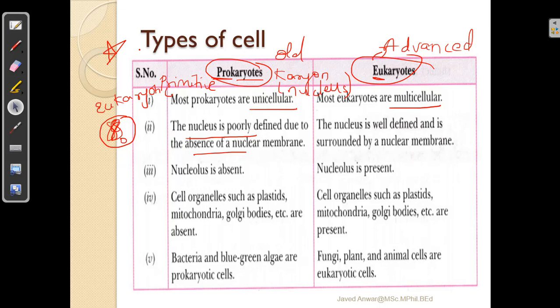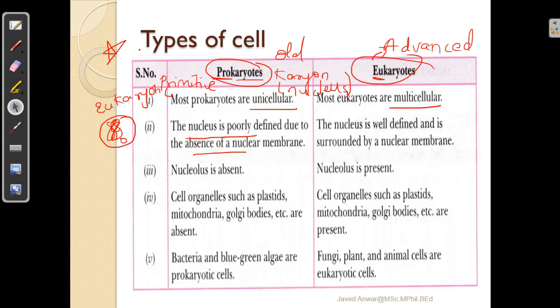What is the difference between prokaryotic and eukaryotic? Just keep in mind that a prokaryotic cell is a simple cell, not having many things in it, whereas a eukaryotic cell is an advanced cell. Firstly, you have to talk about the nucleus. Secondly, the nuclear membrane and nucleolus. Third, most are unicellular, most are multicellular. And then you can talk about cell organelles, which are mostly present in eukaryotic cells and absent in prokaryotic cells.